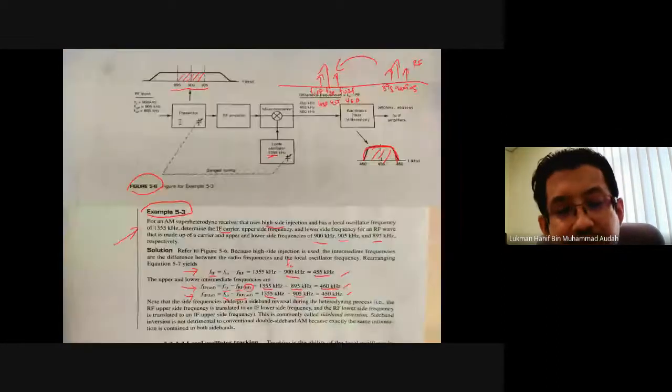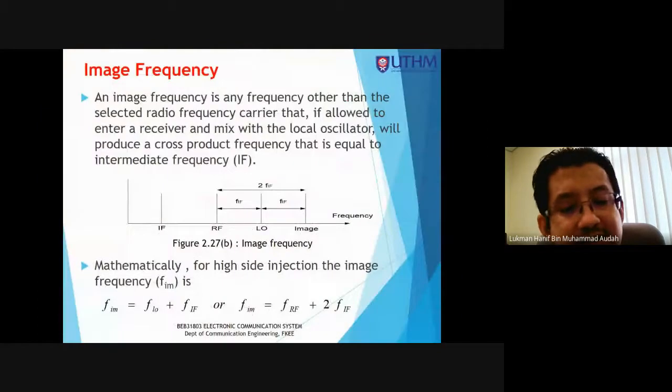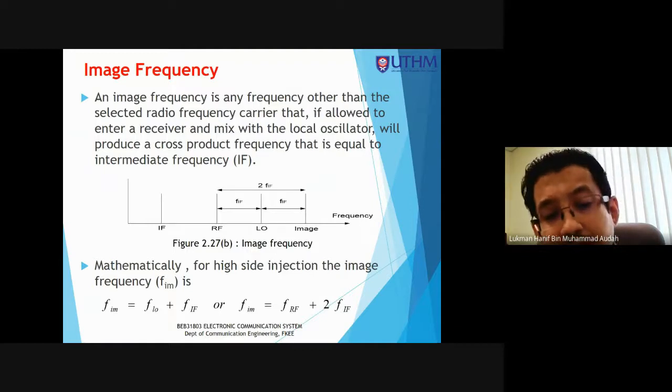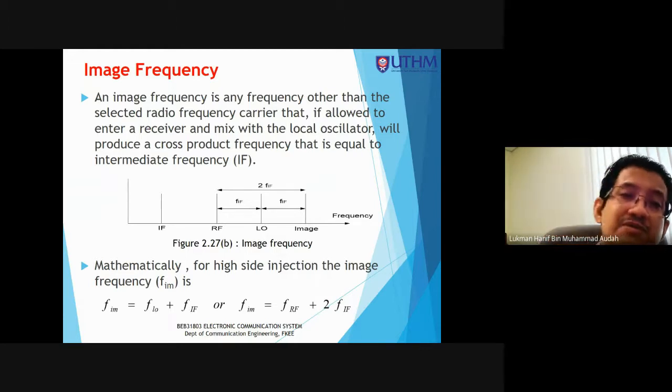So if you don't have questions, I will move to the next slide. Okay, about the image. Ini pun soalan favorite. This is a favorite question that always comes out in the final exam. Selalu keluar dalam final exam. Okay, about the image. What is the image frequency?